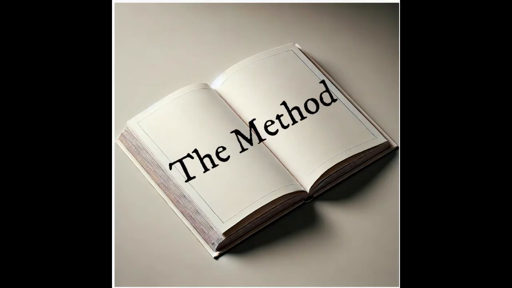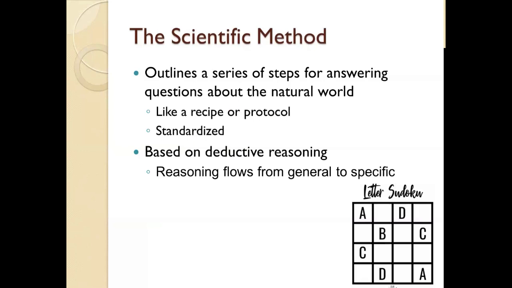So the scientific method is a series of steps meant to help us determine what are factual, what we can prove. The method itself is just a series of steps, a protocol or recipe, if you will, for answering questions about the natural world. It's based upon deductive reasoning. Deductive reasoning is a type of logic where we flow from the most general and broad terms to the most specific. Think of it like a letter Sudoku. If we have letters A, B, C, and D in each row and column, not to be repeated, we can use the information in this graphical depiction here to discern and deduce where the remaining B's or C's go.